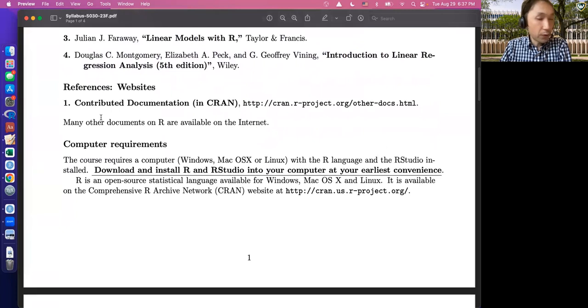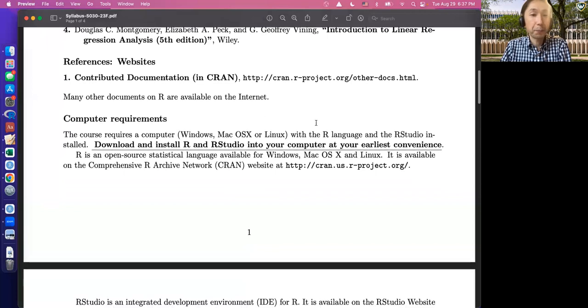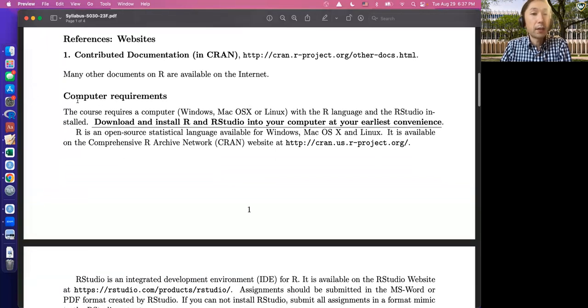The R documentation is available on the Comprehensive R Archive Network, so you can access this website to see other references. The course requires a computer with the R language and RStudio installed. If you have not, download and install these two software packages before the next class.